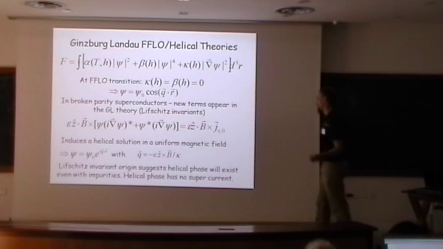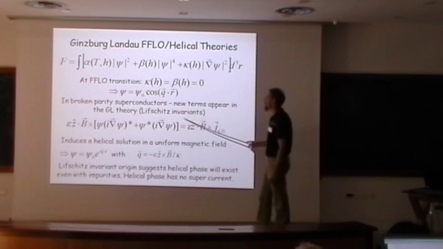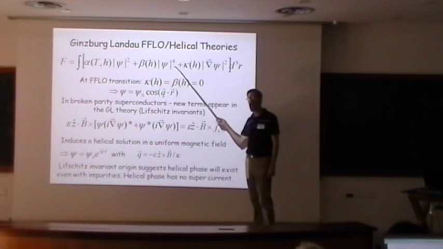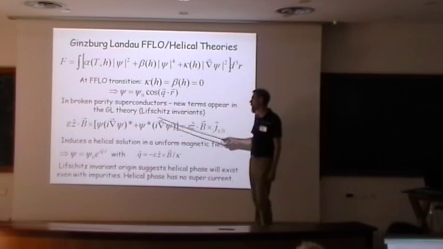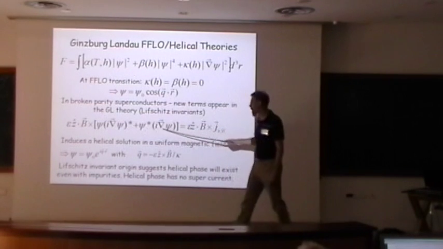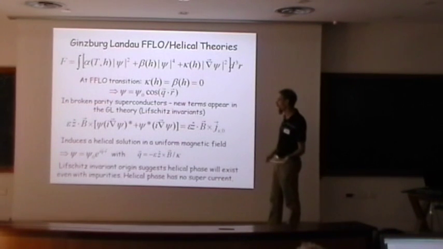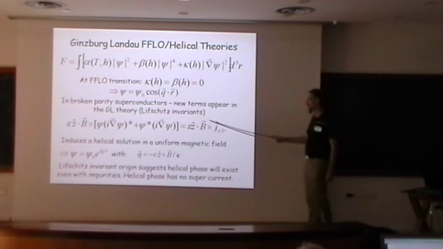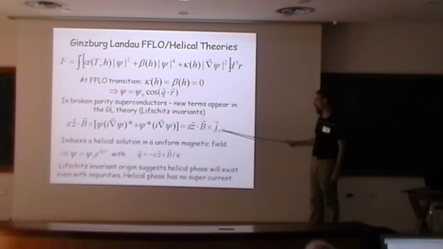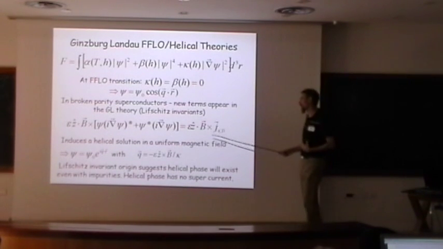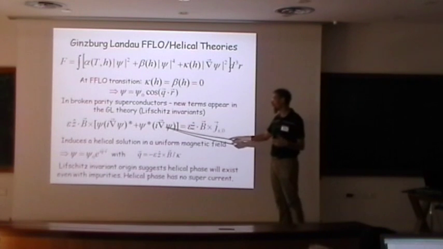In broken parity superconductors, something interesting happens. In particular, your Ginzburg-Landau free energy is allowed to have new terms by symmetry. In particular, you're allowed to have this term here, which is known as a Lifshitz invariant. Loosely speaking, this is like the magnetic field cross the current, the usual superconducting current, B cross S.